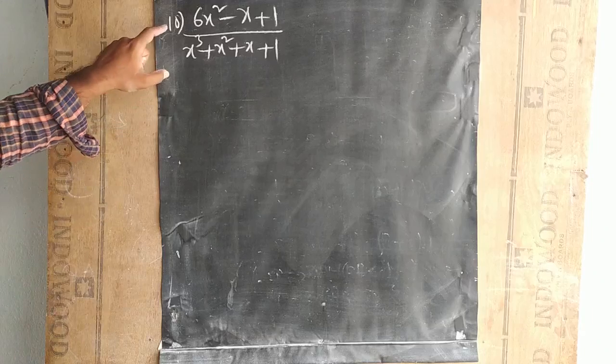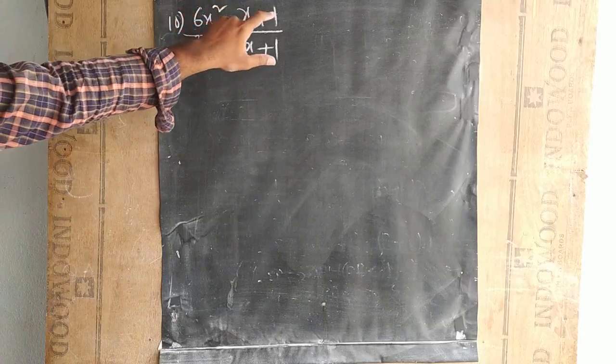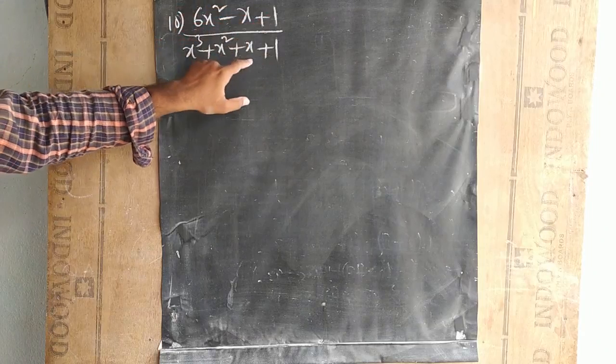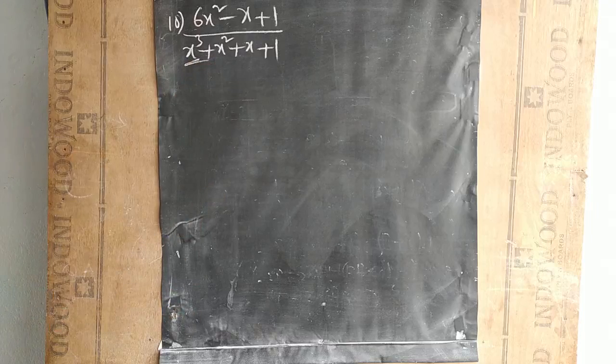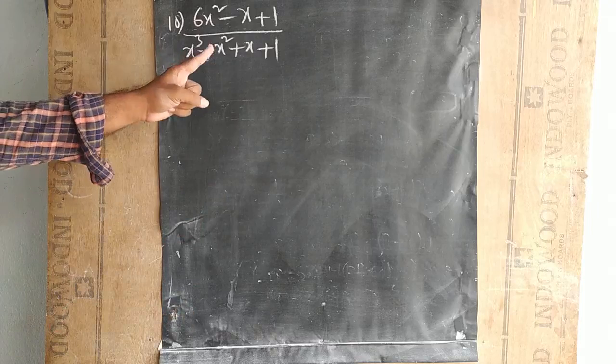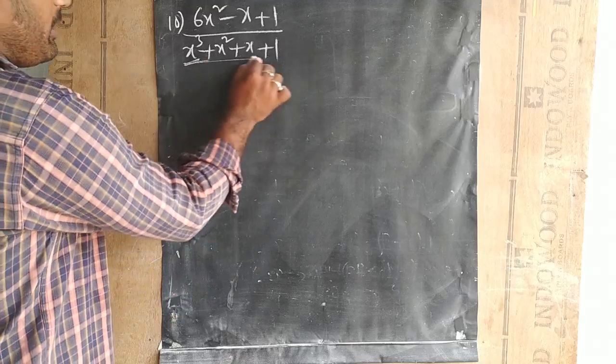Next, students, let us see the 10th question of the same exercise 2.9. 6x square minus x plus 1 by x cube plus x square plus x plus 1. So we didn't define anything for the cubic function. So we will convert it into linear or quadratic functions. Let us start. See, it is a cubic now.